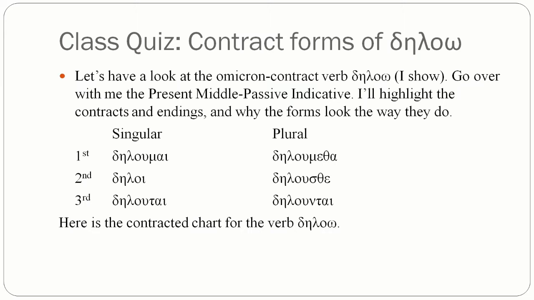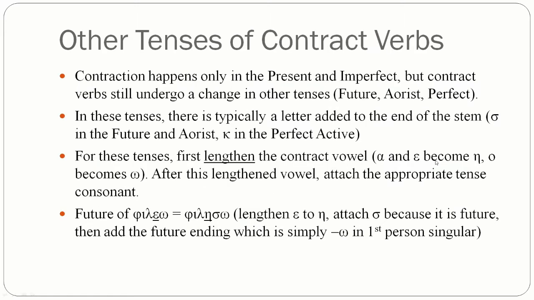All right, so go back to the last couple of slides if you don't know how I got to this. Okay, but again, those are just the standard present middle passive endings combined with the omicron at the end of the stem should give you then these endings here that you're seeing. All right, moving on. I mentioned before that contraction only happens in the present and imperfect.